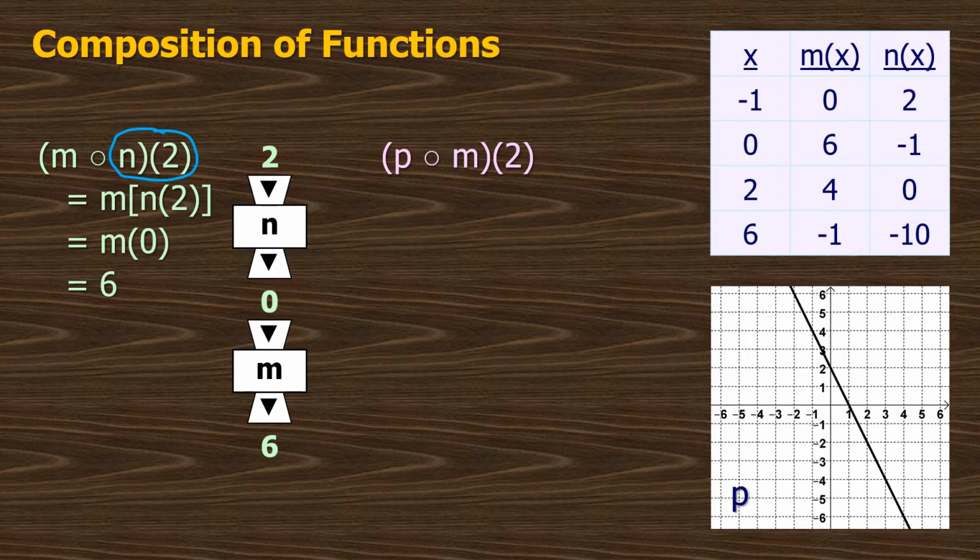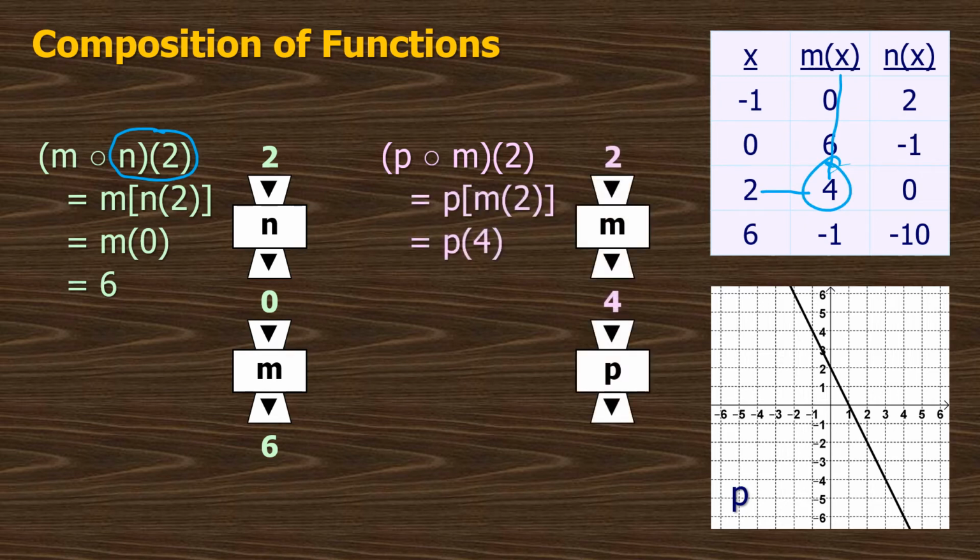So back to 2 we go, but this time we'll only go down to the m column, which is 4. And that's how we get p of 4, which immediately gets plugged in. But p of 4 requires us to go to the graph. So here's where the value of 4 is. We'll find the graph point. That point happens to be 4 comma negative 6. And if 4 is what goes in, then negative 6 is what comes out, and negative 6 is our result. So p of m of 2 works out to be negative 6.